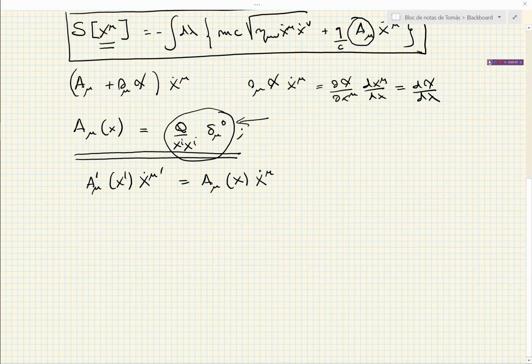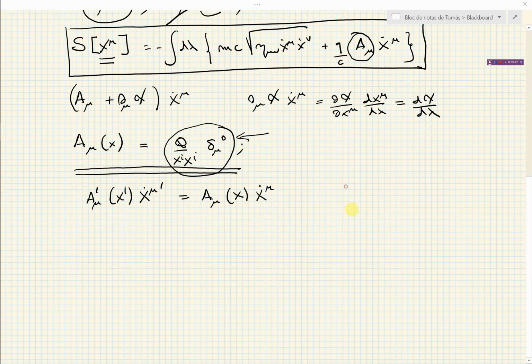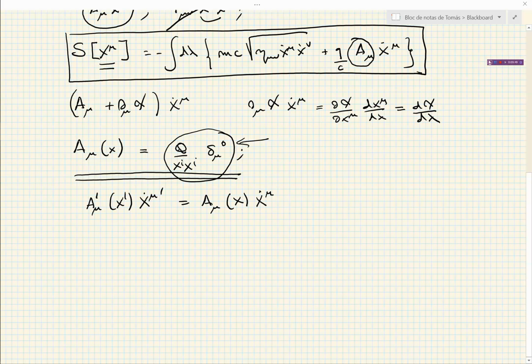Each field will break some symmetry, some subset of the Poincare group, and will preserve some, and then the quantities that are conserved will have to be studied case by case.